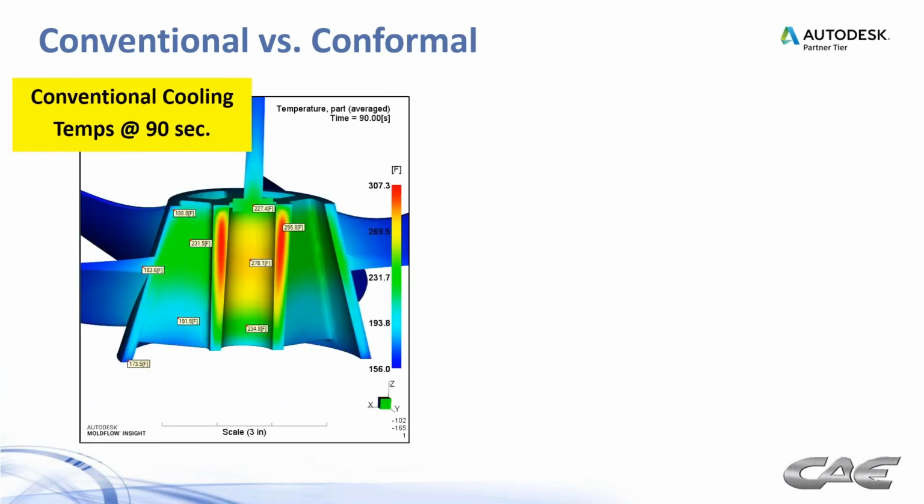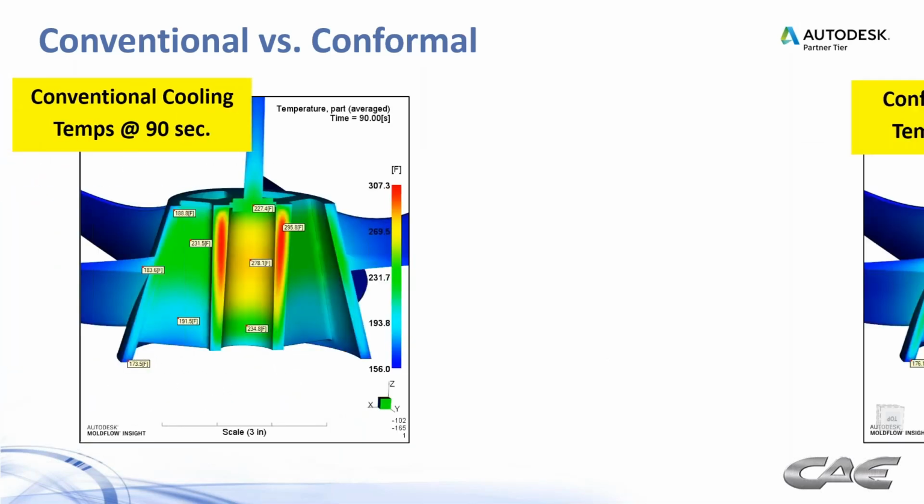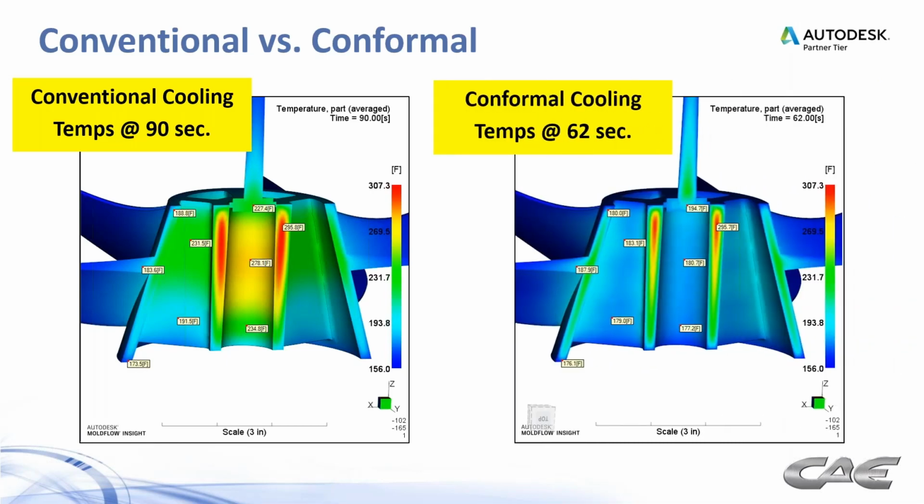So we look at the results of conventional versus conformal. What I did in this case was ran the cooling time out until we got similar temperature results in both of the designs. So on the left, to get the temperatures where they are in this cross section took 90 seconds. And on the right, to get that same 295 degrees in that thick section there took 62 seconds.